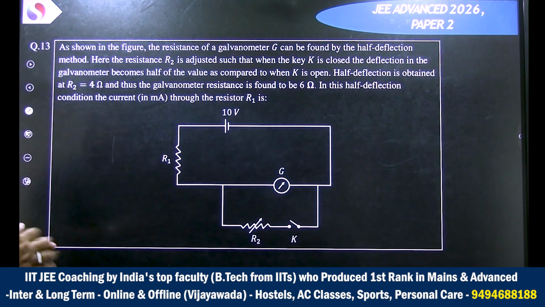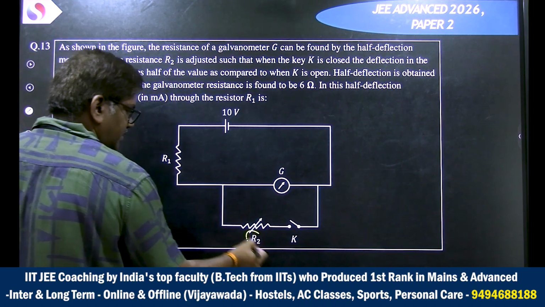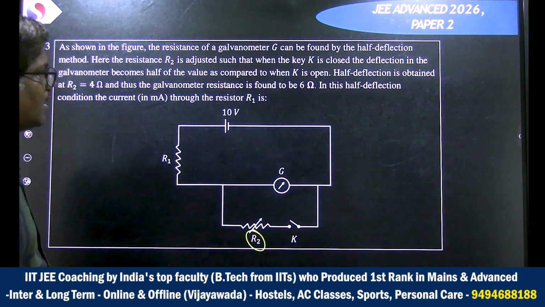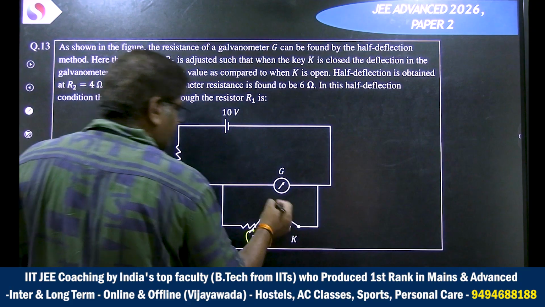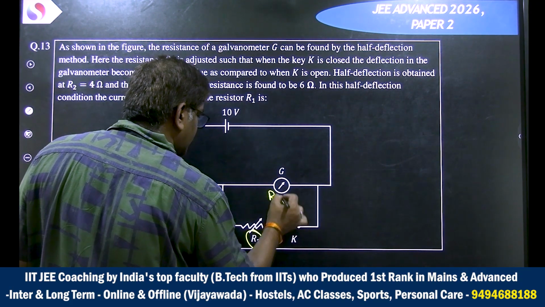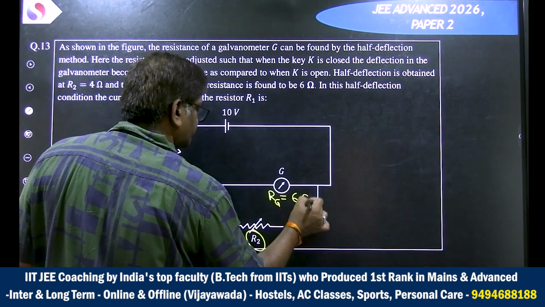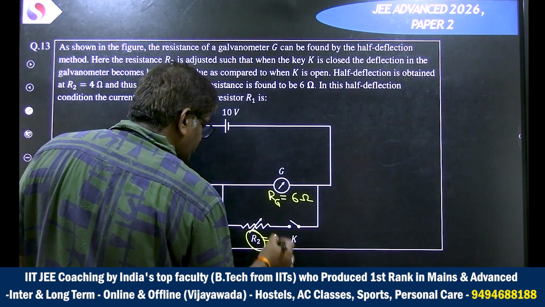Third, electrical instrument. As shown in the figure, the resistance of the galvanometer G can be found out by the half deflection method. Here the resistance R2 will be adjusted, so it is a variable resistance. When the key is closed, the deflection of the galvanometer is half of the value compared to when the key is open. So first, let us say this key is open. This RG is given to you directly as 6 ohm. This R2 is also given to you as 4 ohm.